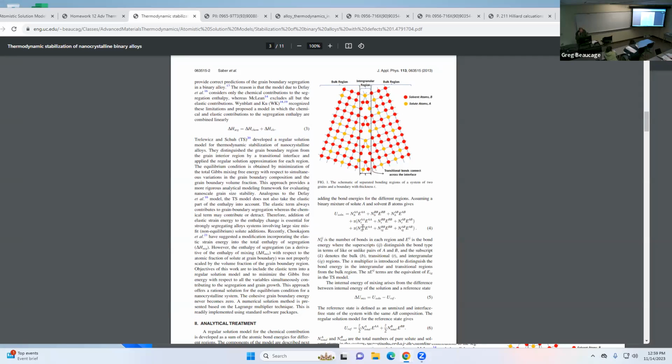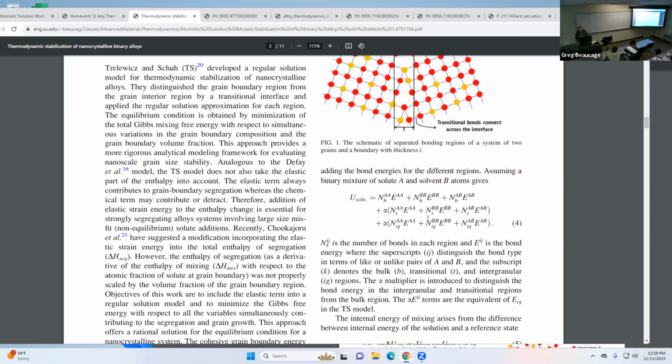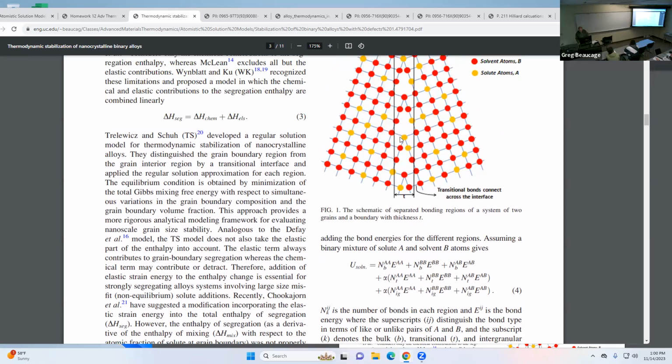So let's see, make this larger here. So he's got this interfacial, let's see, what's that letter, T or something? Oh, IG is the interfacial part. B is bulk. T is transitional, and intergranular is here. So he's got the transitional region between the bulk and this intergranular region. He's got 3 free energies here, right?